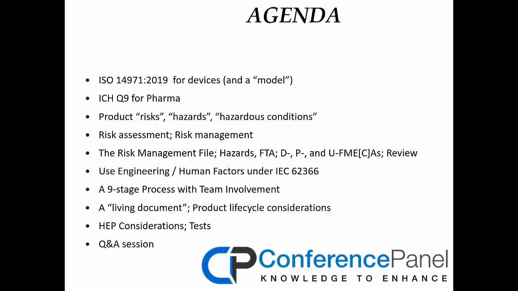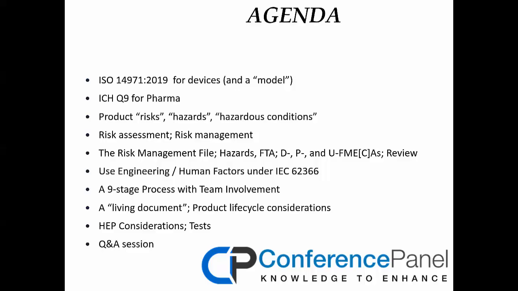14971 addresses two things primarily. It addresses specific risk analysis for a device or a device family, and also addresses risk management throughout your quality management system for developing and manufacturing devices. So those two aspects we'll be focusing on as well. But we'll focus on the contents of the risk management file specifically.